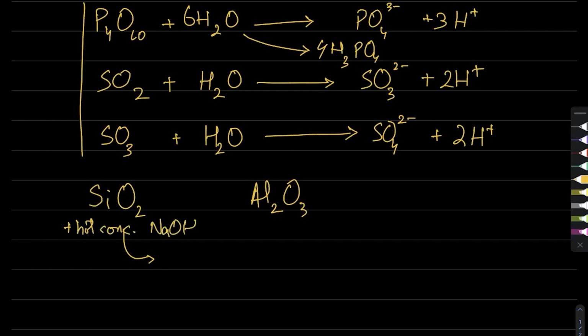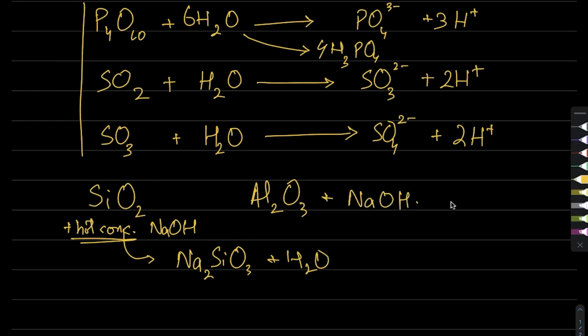Sodium hydroxide. Why are we using hot and concentrated? Because silicon dioxide would react really, really slow otherwise. So we are using this. So it will create sodium silicate. This is showing that sodium hydroxide, which is a base, is reacting with the acid to make salt and water. Similarly, this thing with sodium hydroxide will form sodium aluminum hydrate and water.